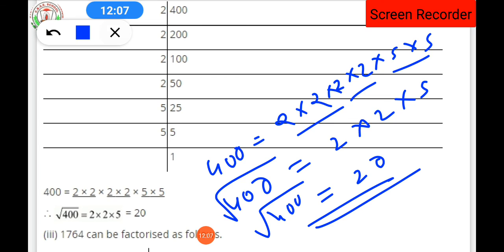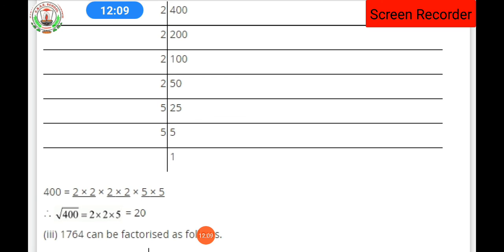Clear everyone? So dear student, in this way you have to do all the solutions of this exercise. It's a very easy exercise. Try to do it yourself.